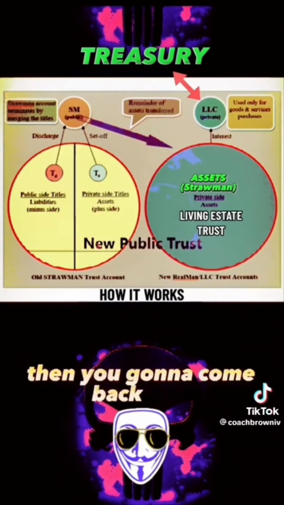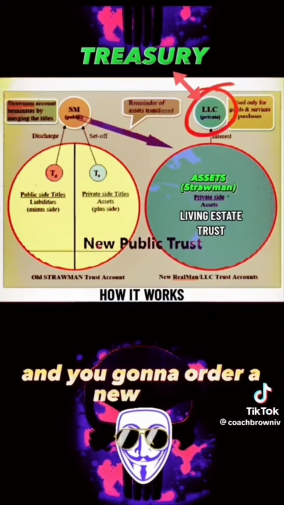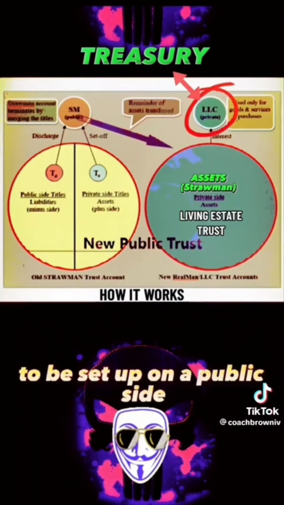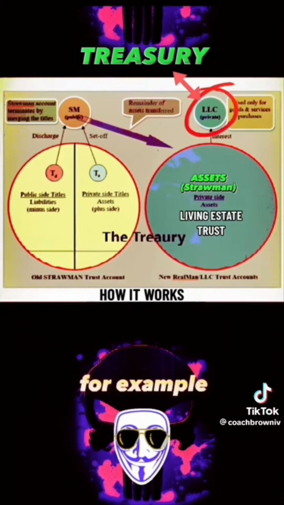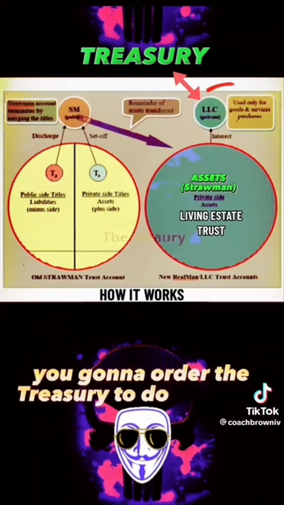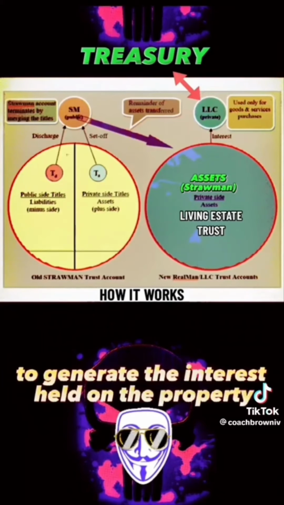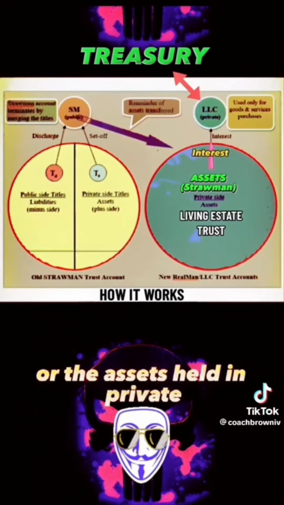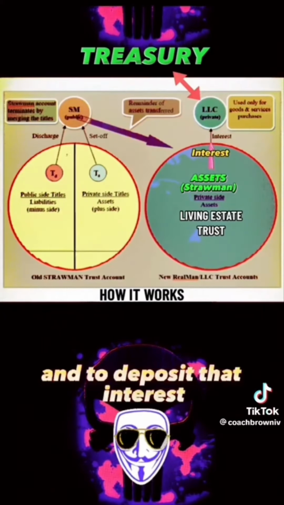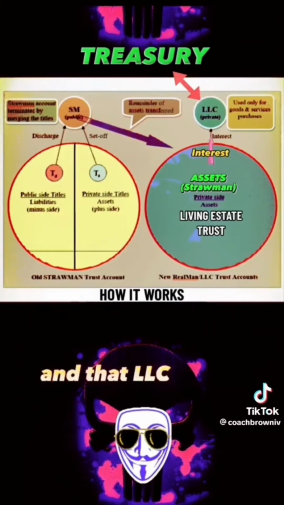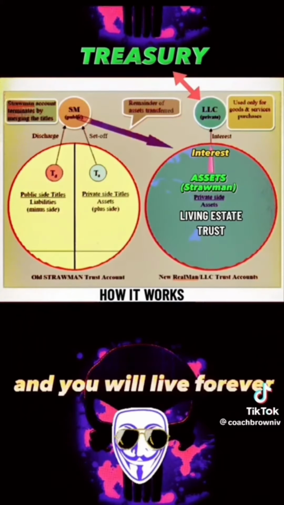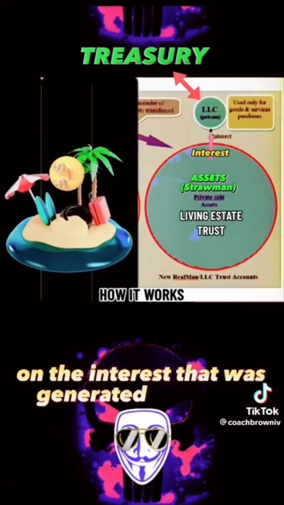Then you're going to come back over and you're going to order a new trust to be set up on the public side, an LLC, say, for example. You're going to order the Treasury to do the trade or whatever they're going to do to generate the interest held on the property or the assets held in private, and to deposit that interest in that LLC on the public side. And you will live forever on the interest that was generated from that.